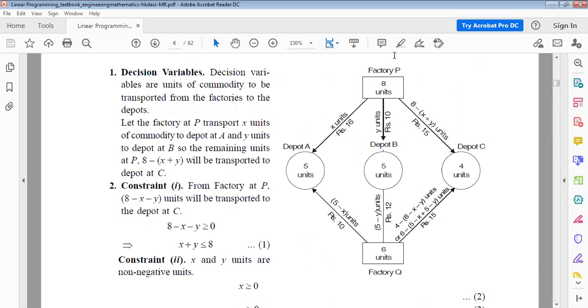Understand, everybody? In factory P, 8 units are available, and in factory Q, 6 units are available. But there are 3 depots available. Depot A needs 5 units, depot B needs 5 units, and depot C needs 4 units. So if X units come from factory P, then the rest will come from factory Q. The rest will be 5 minus X, and 5 minus X will come from here.